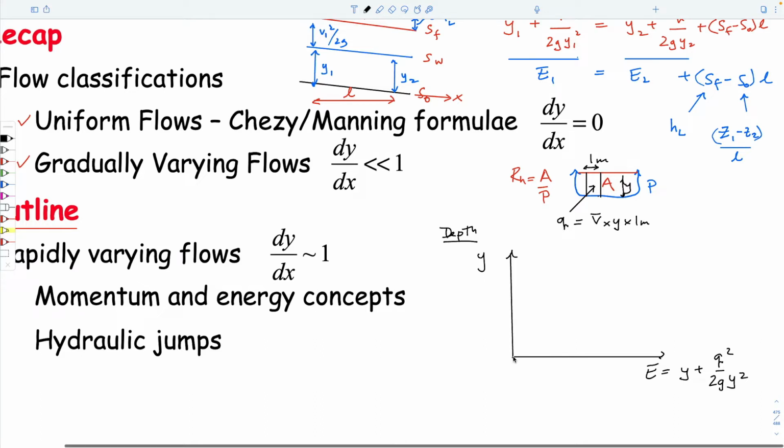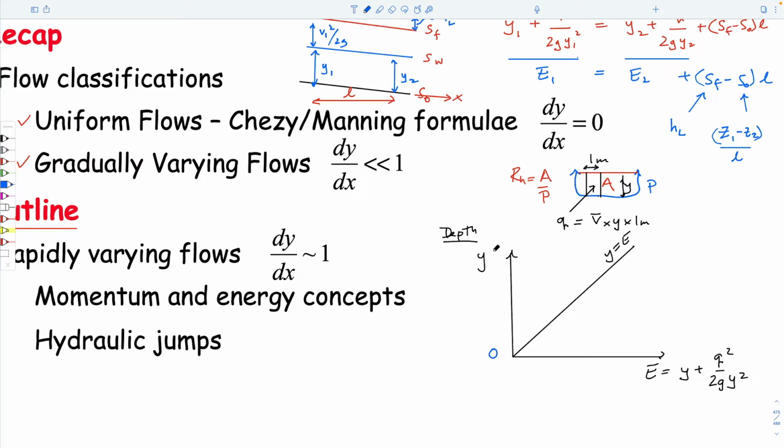And we have one kind of bounding curve, which is y equals e, which is useful to define. And so if you go through this and you just substitute into this equation a given flow rate, which you have for your stream, and choose all the values of y from 0 up to some number, then you get a curve that looks like this.